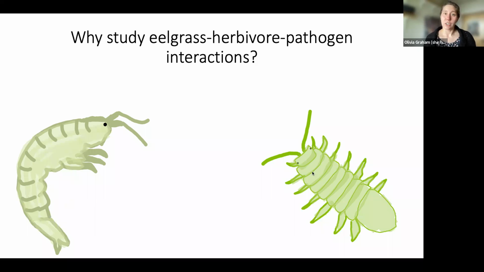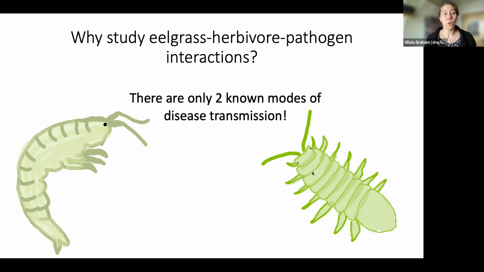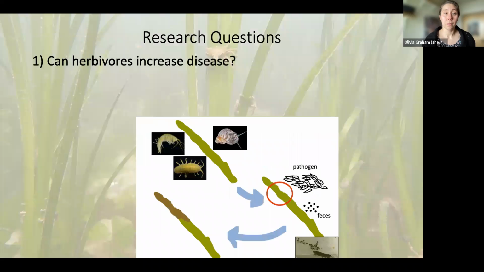Studying herbivore interactions with diseased eelgrass is important because currently there are only two known modes of disease transmission. That is via direct contact between an infected and healthy eelgrass leaf and through seawater. Herbivore-facilitated disease transmission could have big impacts on our understanding of the spread of this disease.